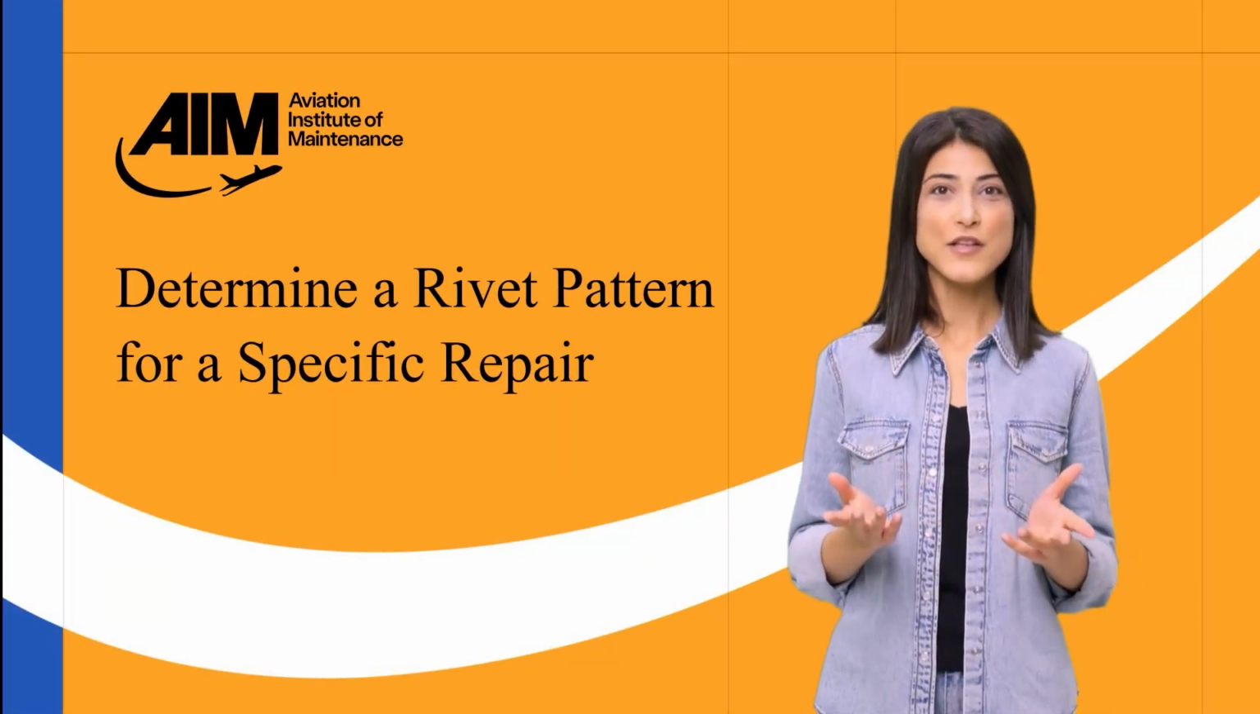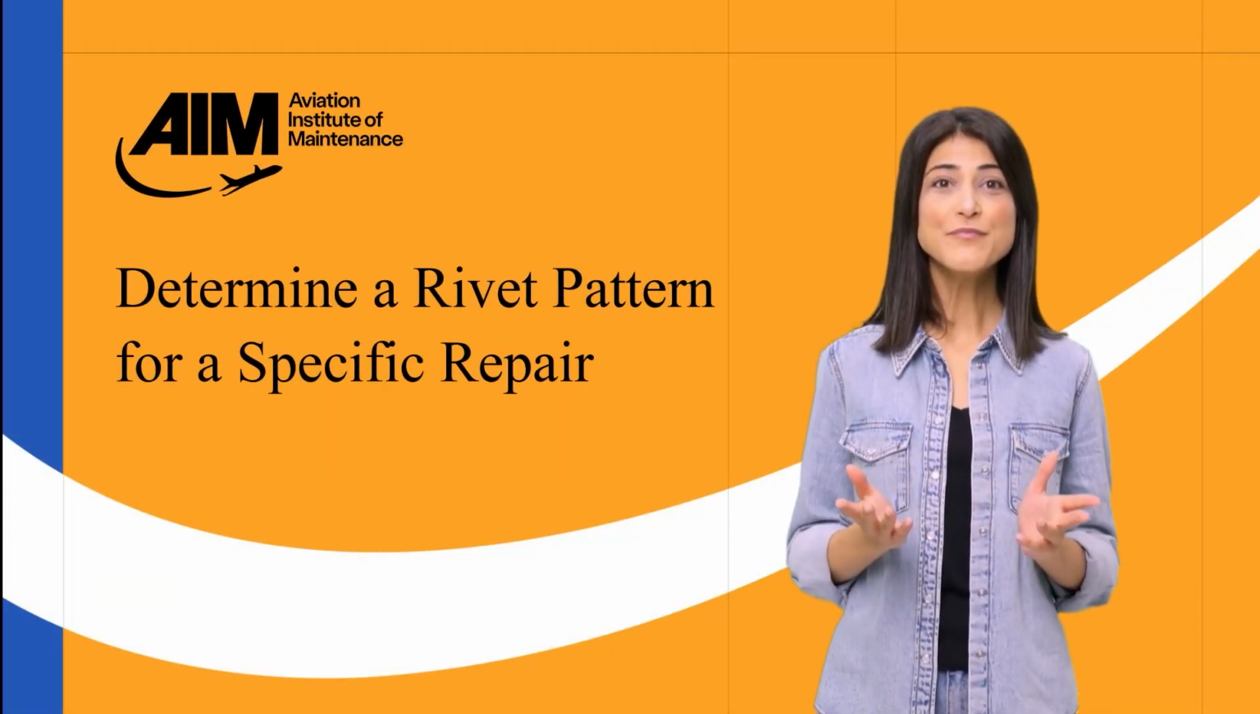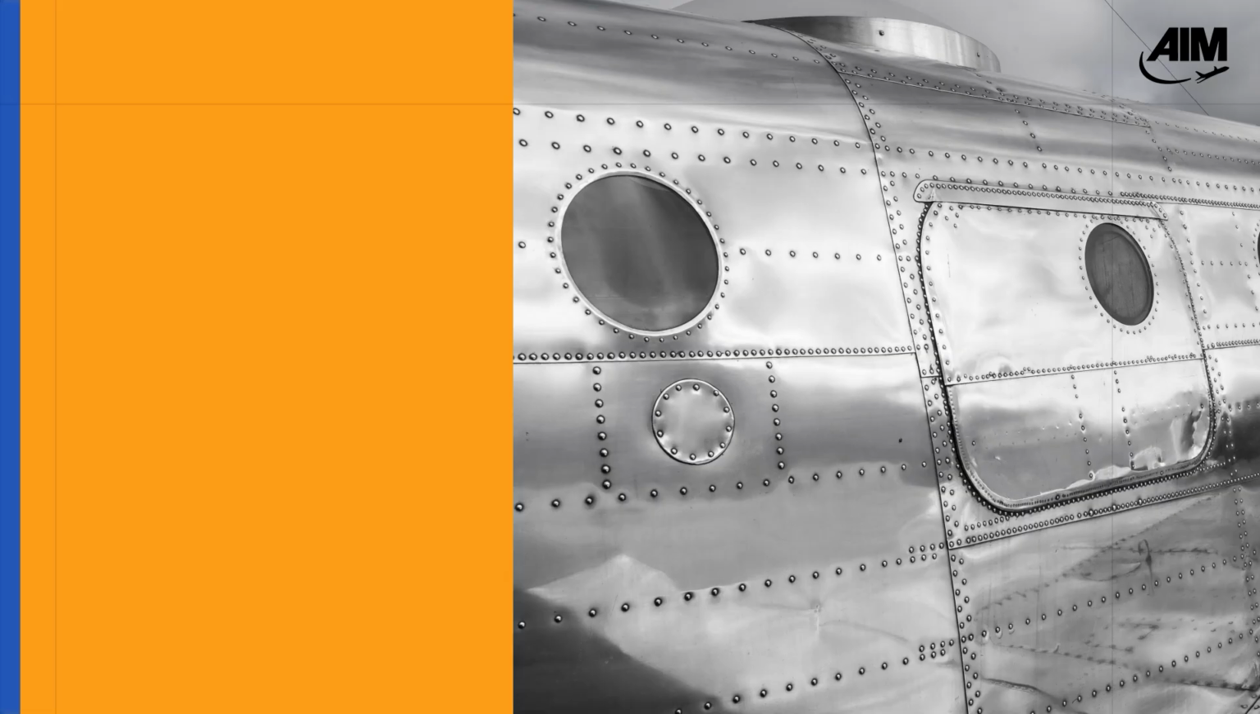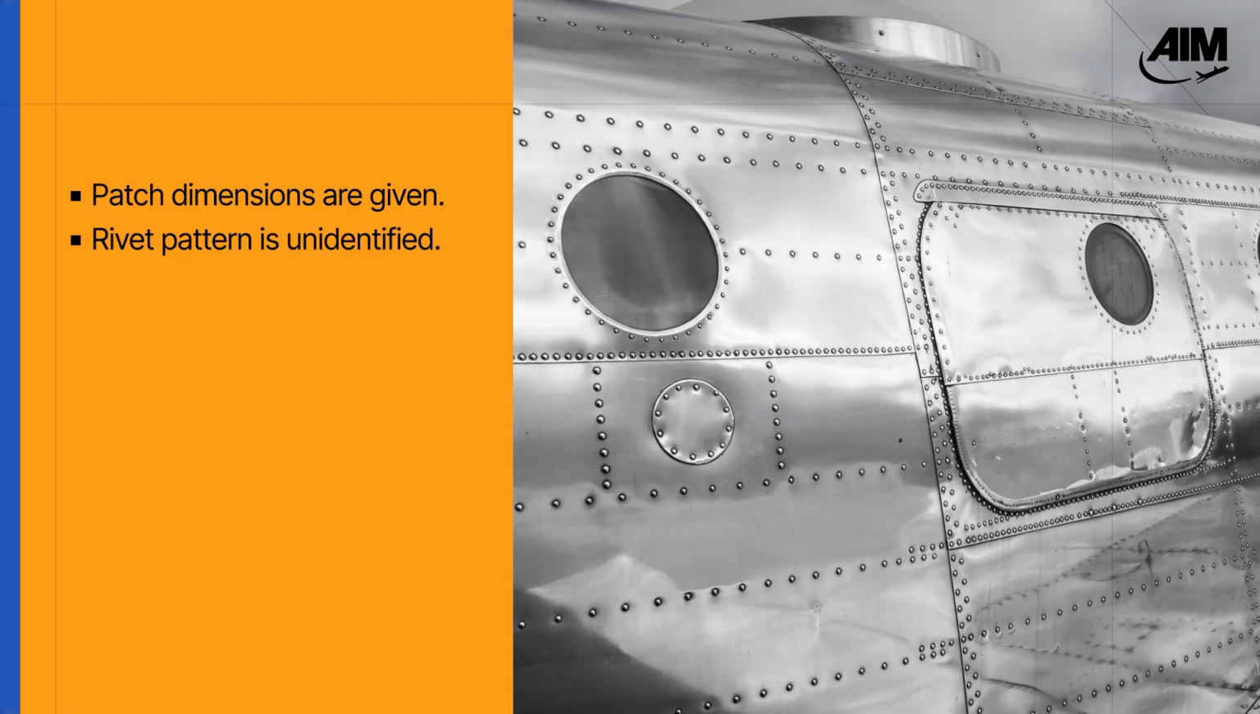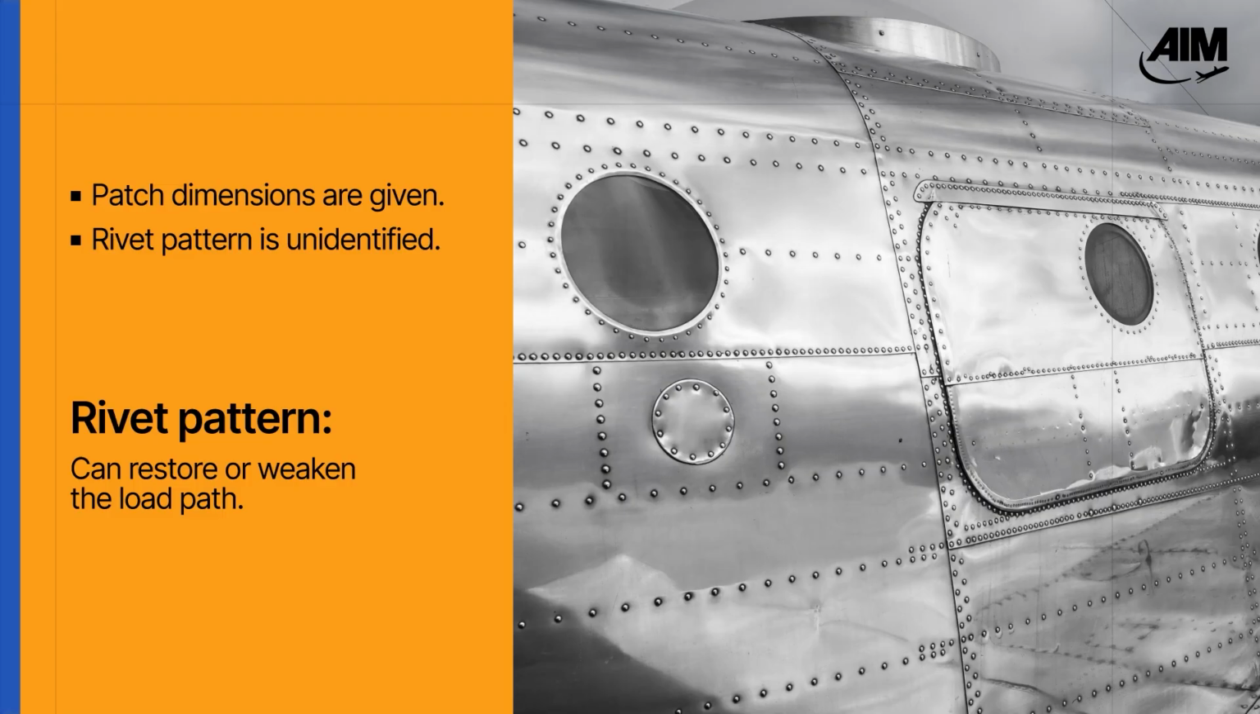Determine a rivet pattern for a specific repair. You're assigned to design a repair for a damaged wing panel. The patch dimensions are given, but the rivet pattern is still undefined. And that matters. The way rivets are arranged can either restore the structure's load path or compromise it.